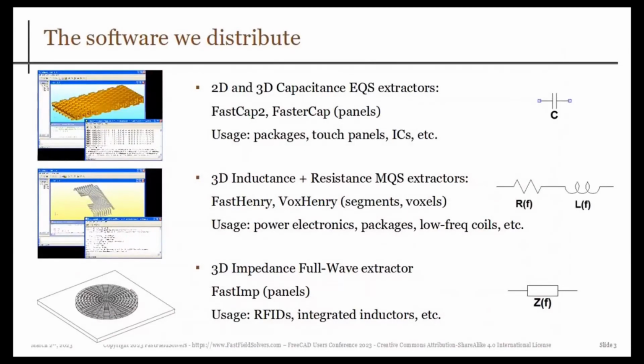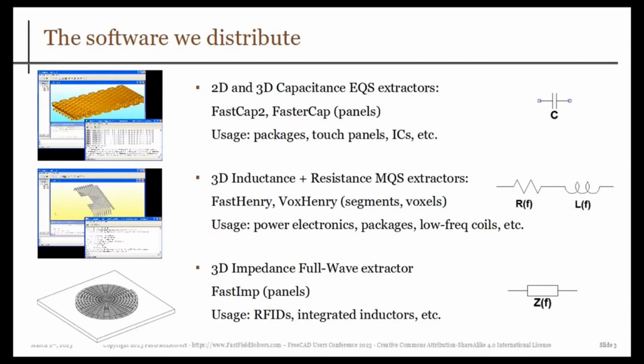What kind of software do we distribute? There's a class of solvers which are used to extract the capacitance in 2D and 3D. So mainly you're deriving a capacitor, or a capacitance. That's very useful if you have to characterize packages like IC packages, or maybe if you're working with touch panels and ICs and so on. So there's a really large class of problems you can address.